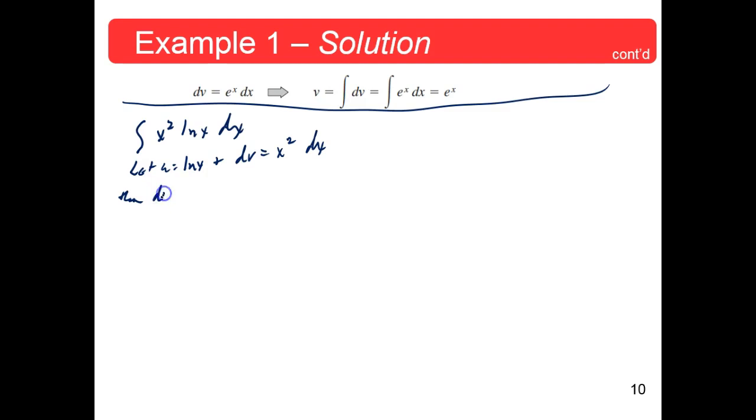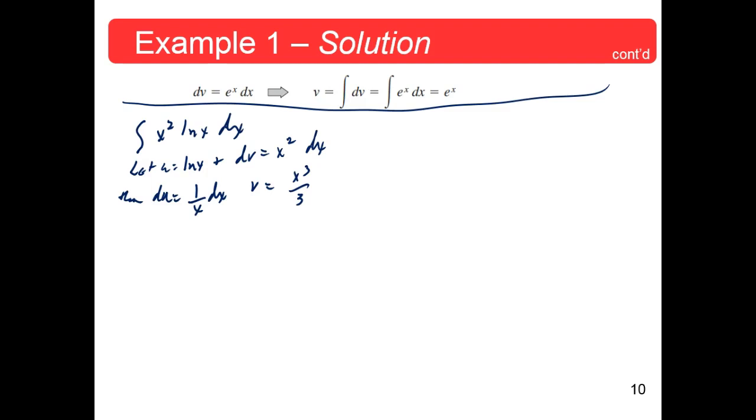Derivative of log x. du is equal to, what is the derivative of log x? Didn't you say it was 1 over x? 1 over x. You agree? Okay. dx, right? v would then be, isn't it x cubed over 3? x cubed over 3. Okay? Now that got more complicated, but your first one got a little simpler.